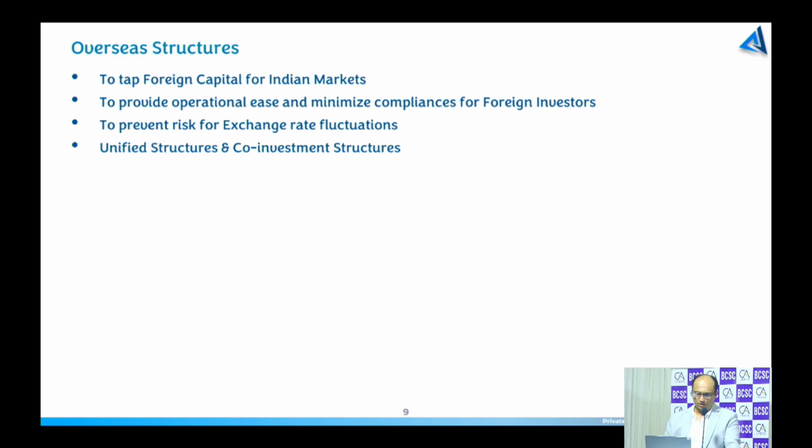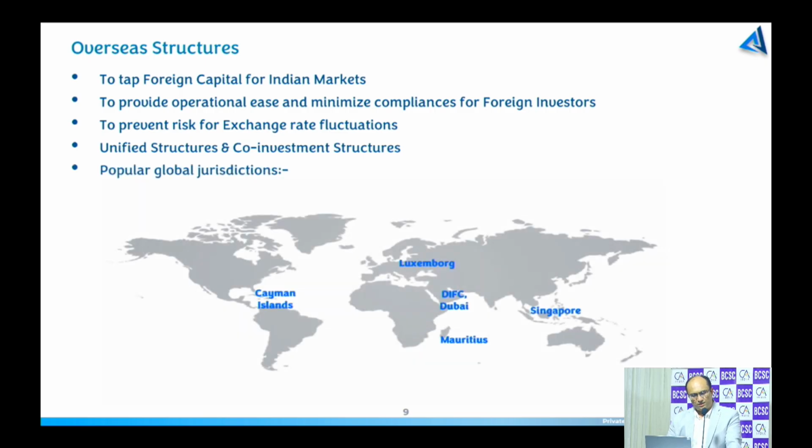I think Jugalbhai should take it in his session, how it differs from a structure perspective. And some of the popular jurisdictions before Gift City that were used to access Indian markets were Singapore, Mauritius, Dubai, Luxembourg. All these jurisdictions had their own challenges.